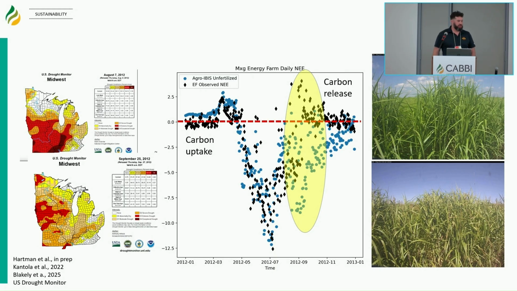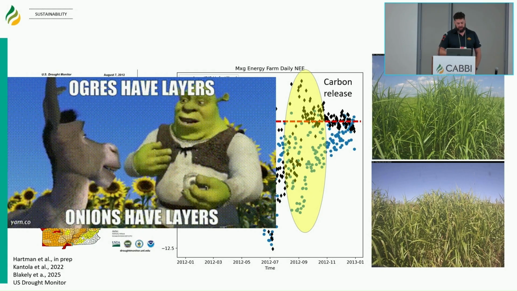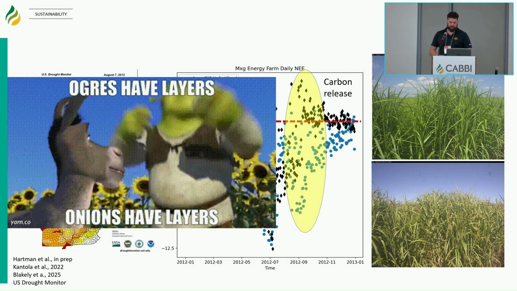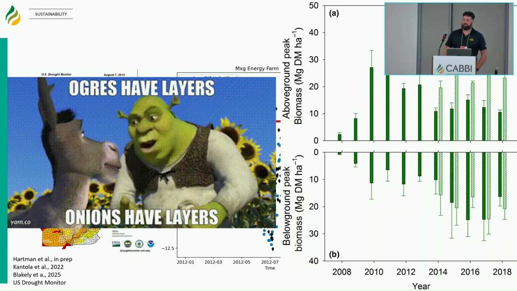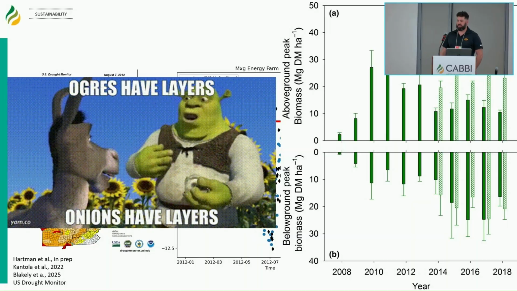It was out of water, and it couldn't do it anymore. So now we can have a hypothesis about the drought response of miscanthus and whether or not it changes its biology in response to this toward the future. It turns out, we actually have the rest of the data, and like an ogre, perennials have layers, right?